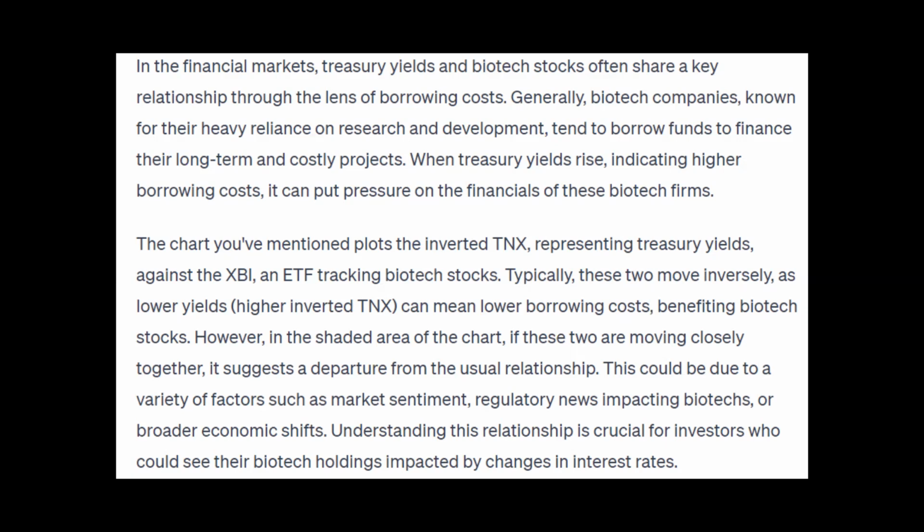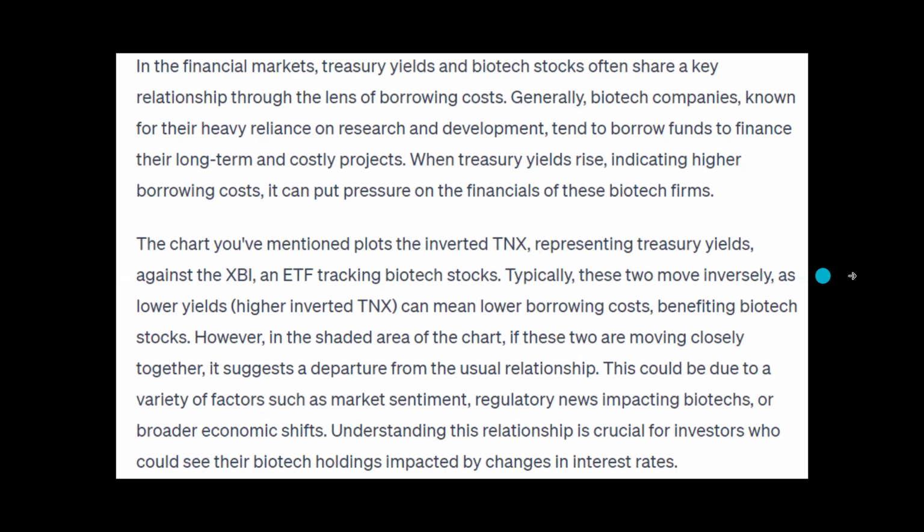Now, if the Fed was actually to start cutting rates, which I'm not saying they are, but the market at the time of this recording has started to price in rate cuts as early as March of next year. This would make borrowing potentially easier, with lower borrowing costs for biotech companies, which could potentially help them in funding their research and development for these new costly projects, and ultimately may increase their odds of having success with them. And that may cause investors to try to flood into the biotech sector.